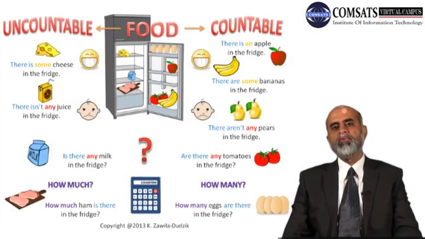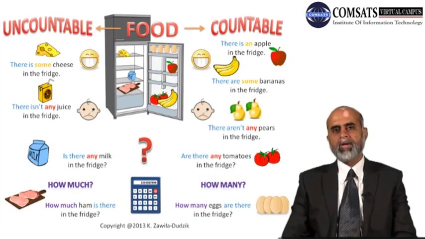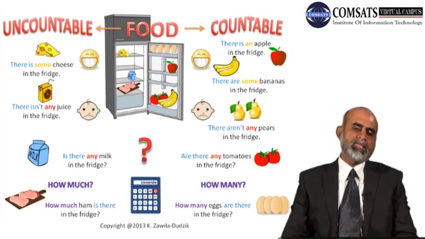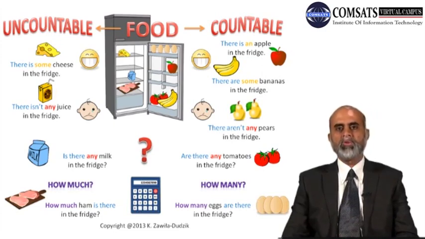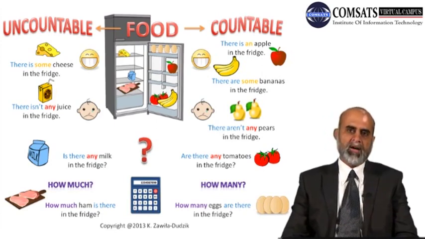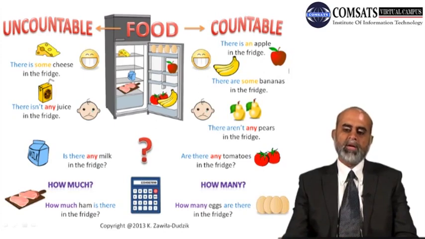Okay, now we move on, and we are going to look at some grammar: some and any. Before we know which words take some, which take any, and which take a or an, we need to know there are 2 kinds of nouns. A noun can be either uncountable or countable. Usually the food items are either uncountable or countable.